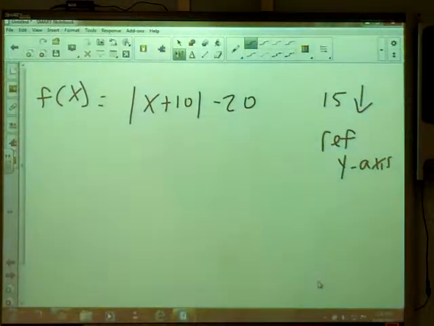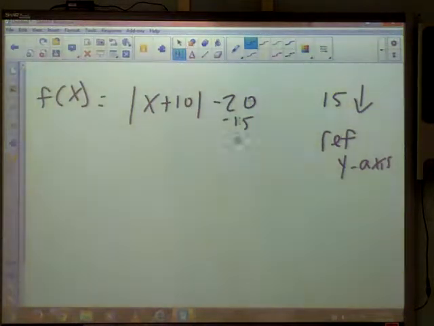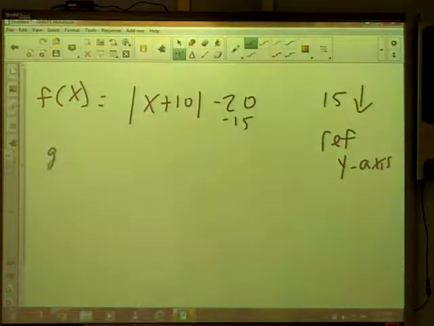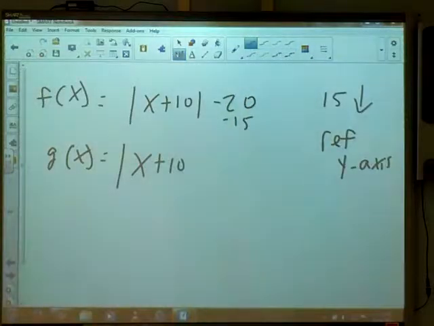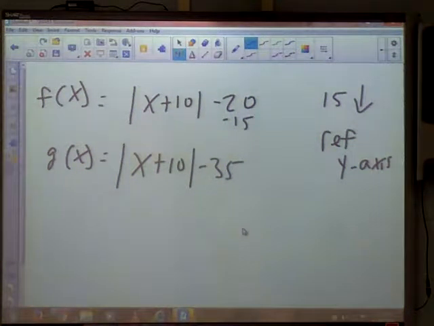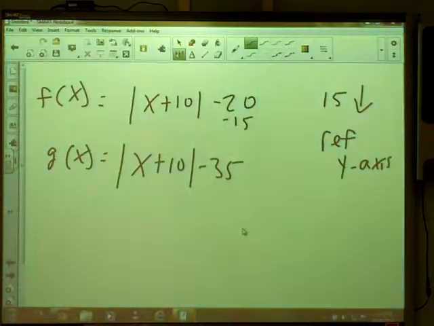So we're going down 15. So we're subtracting that 15 from the end, because remember the end is your up and down. So we're looking at g of x is equal to absolute value of x plus 10 minus 35. Had some people put a minus 5 there earlier in the day. Negative 20 minus 15 is negative 35.